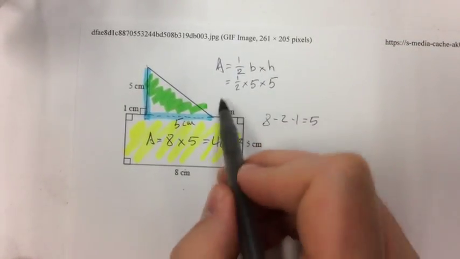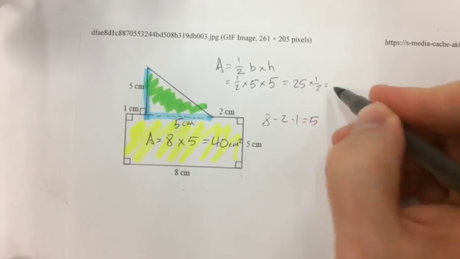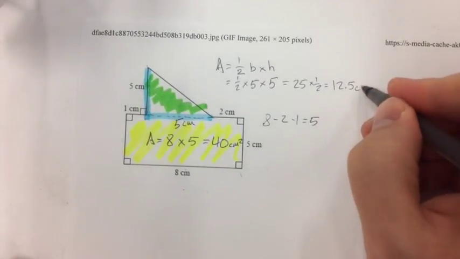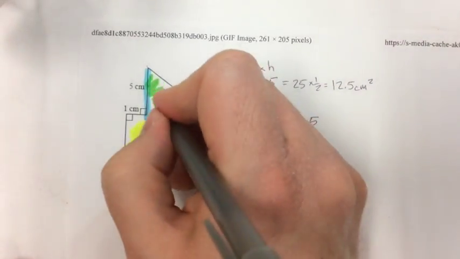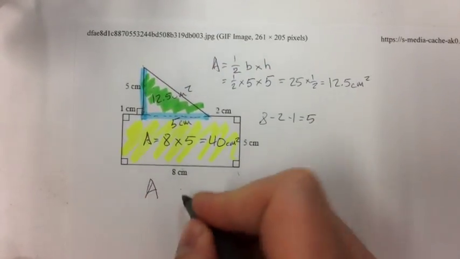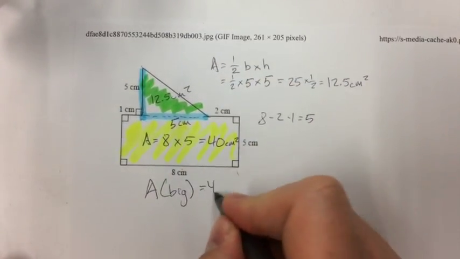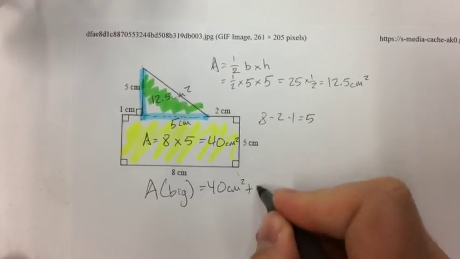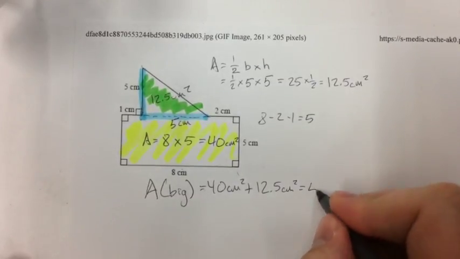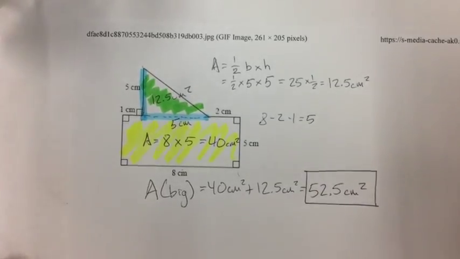And this is going to be a funny number here because 5 times 5 is 25 times 1/2, and half of 25 is 12.5. So the area of the triangle is 12.5 centimeters squared. So now the area of the whole thing is my two shapes put together: 40 centimeters squared plus 12.5 centimeters squared. And that's going to make 52.5 centimeters squared. And that is my final area.